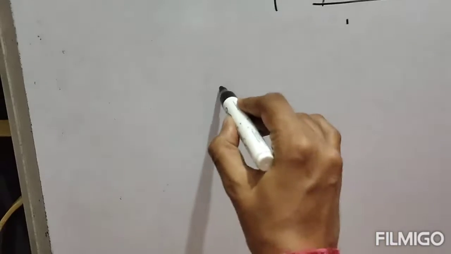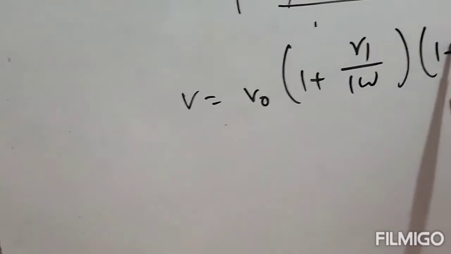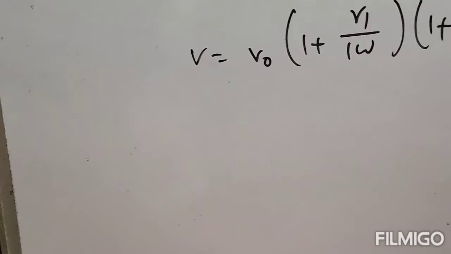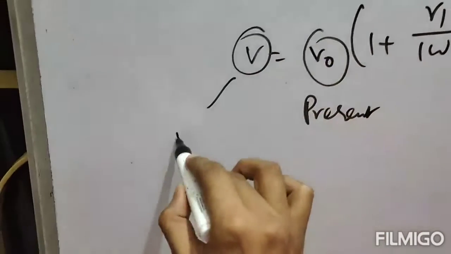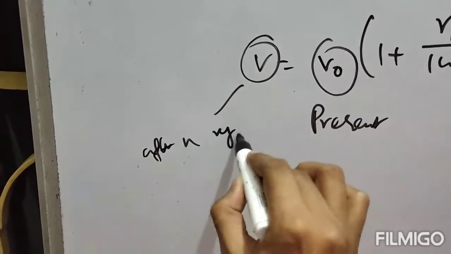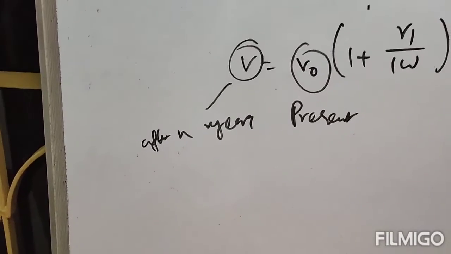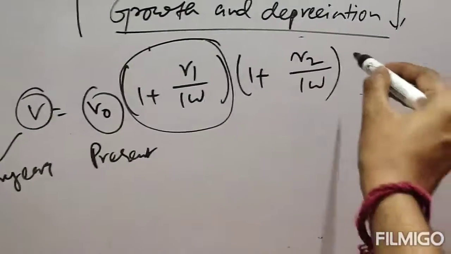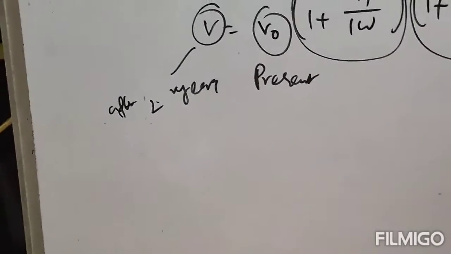Clear? Next, the third formula is V equals V naught (1 plus R1 by 100)(1 plus R2 by 100). Clear? V naught is the present measure, and V is the measure after n years. Here only 2 years are given, this is for 1 year and this is for 1 year, so altogether there are 2 years. That means n here is 2. Clear?